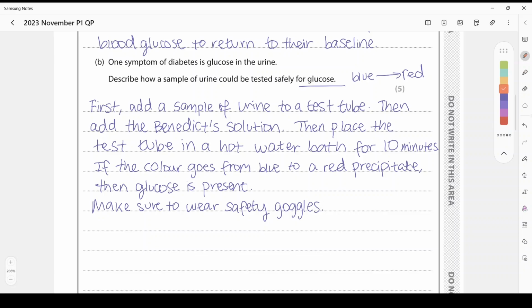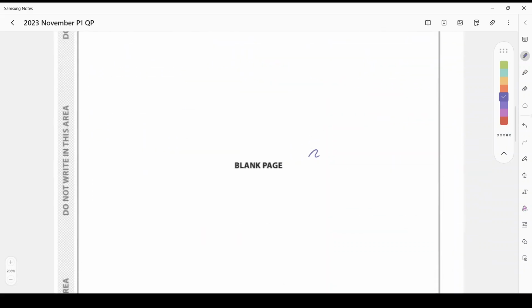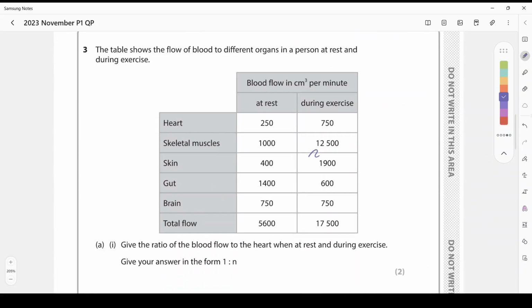All right, let's go over the marks. The first mark is putting the sample into the test tube. The second mark is to add the Benedict's solution. The third mark is to heat it in a water bath. The fourth mark is to wear goggles. And the 5th mark would be if it goes from blue to red, then glucose is present. All right, let's go on to the next question.